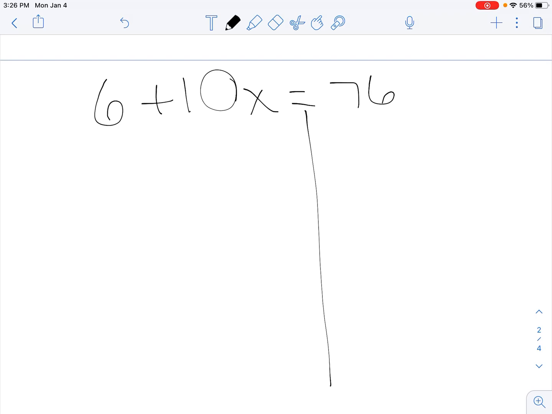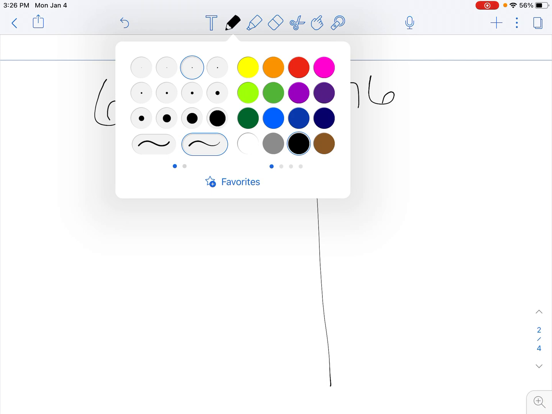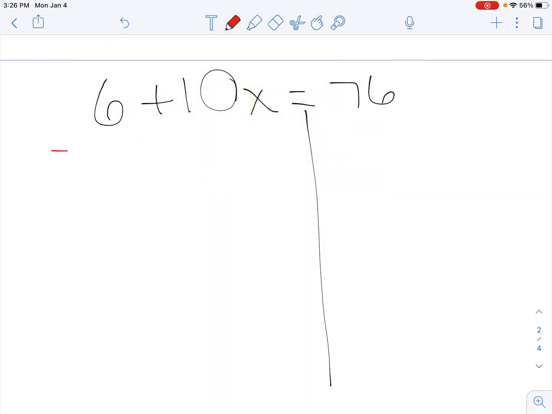Draw your mirror. Now, this time the 6 is in front. That's still a positive 6. So I'm going to undo that first. I'm going to subtract 6 from the left and from the right. Show me your cancellation.